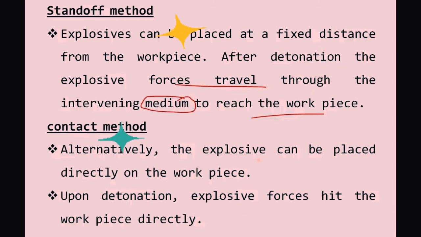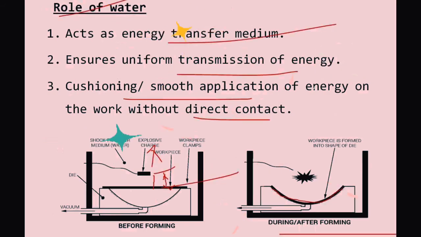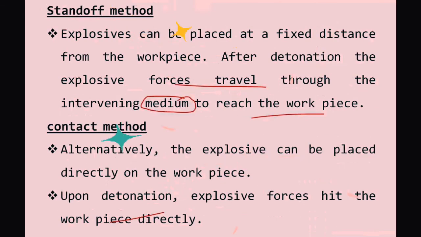The second one is the contact method, which differs from the standoff method. Alternatively, the explosives can be placed directly on the workpiece. Here the explosive materials are placed directly on the work sheet or work plate. Upon detonation, the explosive forces hit the workpiece directly. This gives more impact compared to the standoff method, but it varies depending on the thickness and what type of grade or material you choose. Based on that, you select which one is good for the process, the standoff method or the contact method.